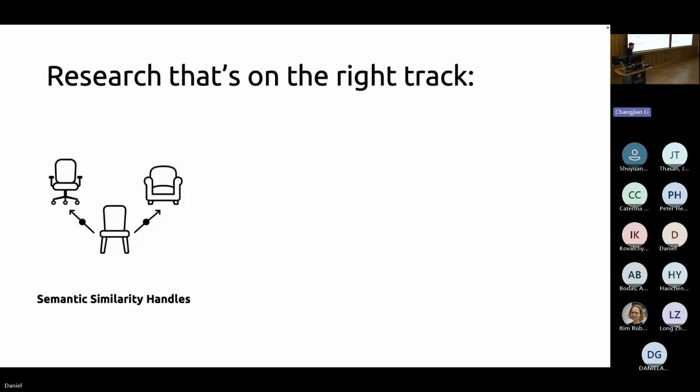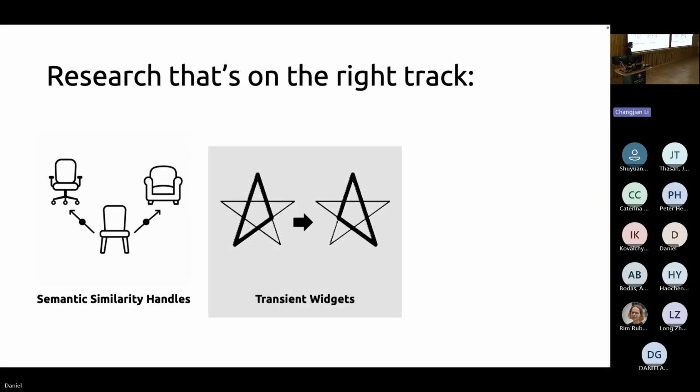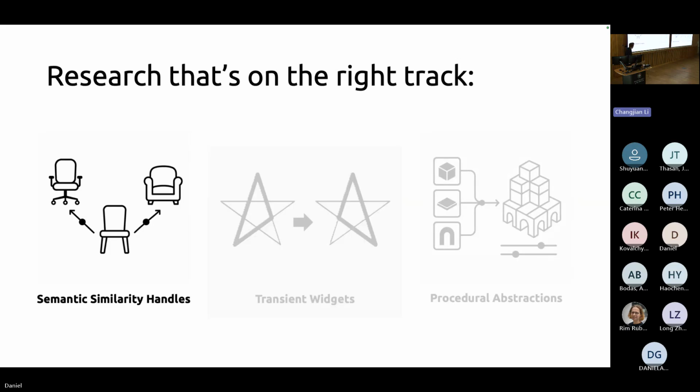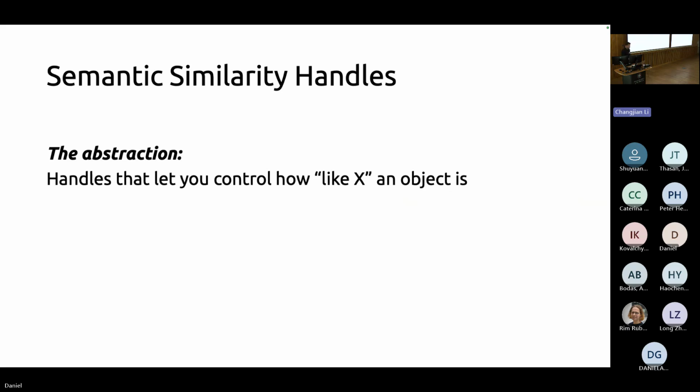One of them is this thing I'll call semantic similarity handles, something called transient widgets, and something we're probably all a little bit more familiar with, procedural abstractions. So semantic similarity handles: this is an abstraction that provides a little handle that lets you control how much like X an object is, for different values of X. X could be a noun, it could be a type of object, it could be an adjective.